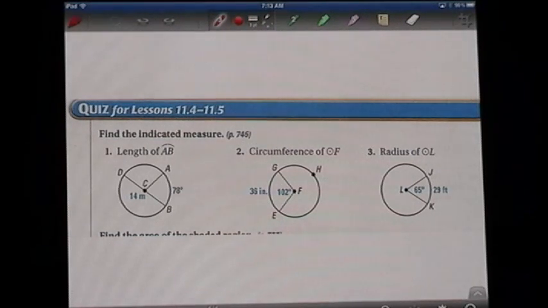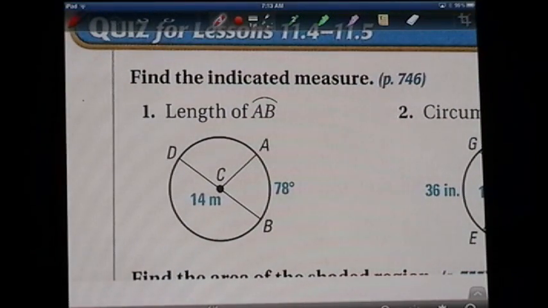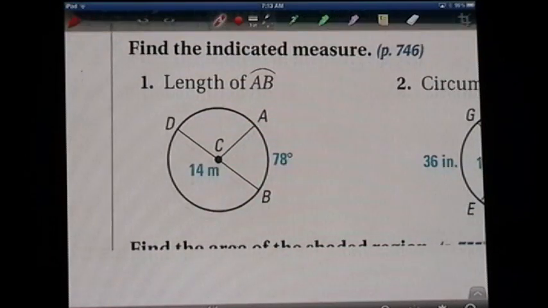Okay, number 1, find the length of AB. Now you should have your theorem list out in front of you so you can remember these equations. It says find the indicated measure, the length of AB. Now length is going to be a distance that goes around there, not a degree. So the first thing you're going to have to do is find the circumference of the whole circle so that you know the distance around the whole circle.